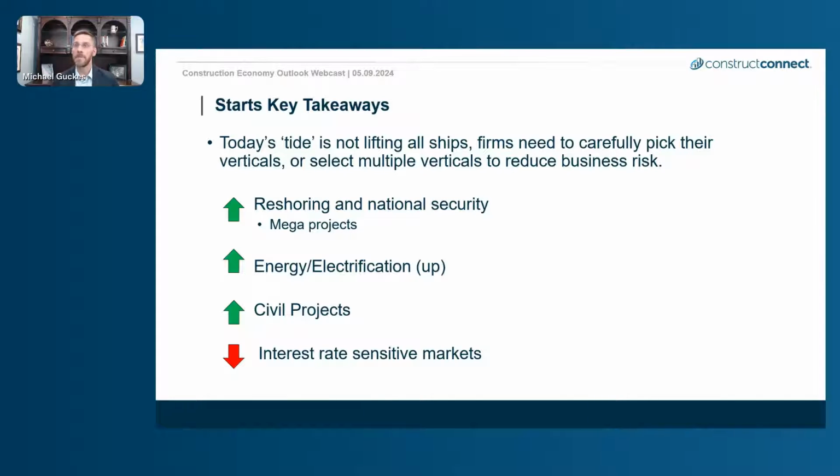And so I have listed here a couple of the big drivers of reshoring and national security issues. Those are driving a lot of the mega projects. And then, of course, with mega projects come the ancillary projects around those. You have energy and the electrification of our economy. That, we believe, will continue to be a very strong trend for many of the verticals that are either directly or indirectly benefiting from that transition. We have the growth of civil projects. And then on the other hand, of course, we have interest rate sensitive markets. And we've already talked about office spaces and other places where the cost of financing can turn your return on investment predictions upside down, or simply fail to bring those returns to the necessary level to make that project profitable.